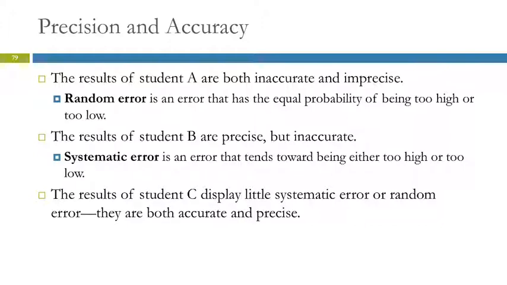Systematic error is always in the same direction. It's always high or it's always low. So student C has little error, either random or systematic. Student B doesn't have very much random error, but he has systematic error.